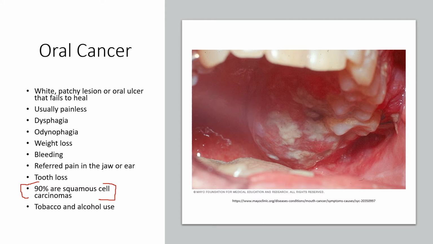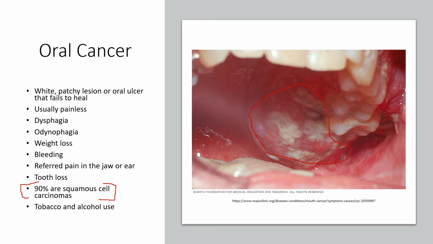Usually early on, the cancer is painless, and this may be seen when the patient is brushing their teeth or just looking at the inside of their mouth. You can see all this white area here. This is all cancerous cells.